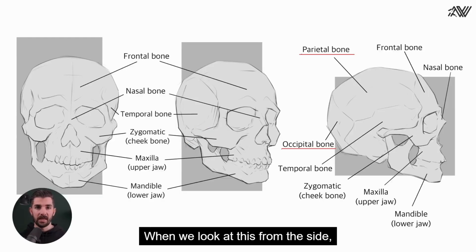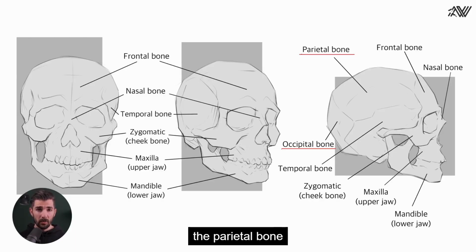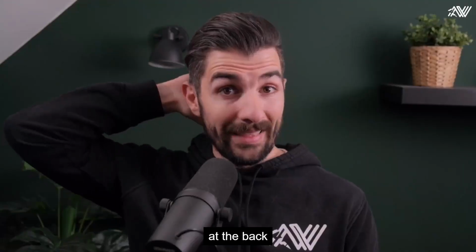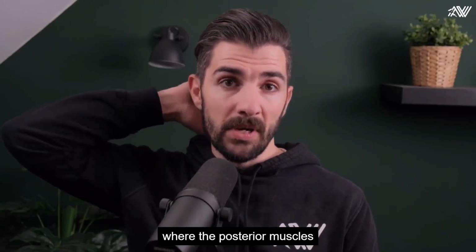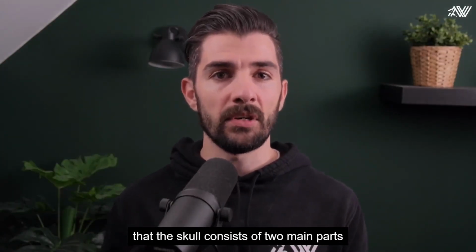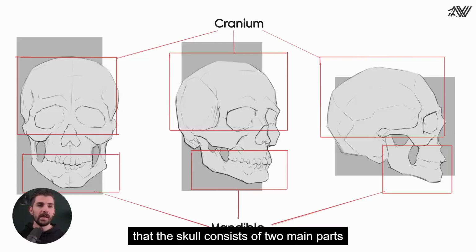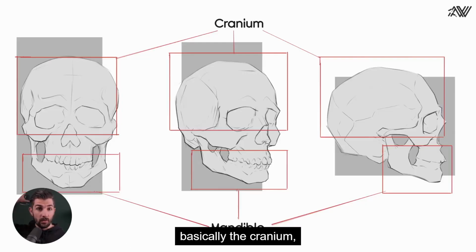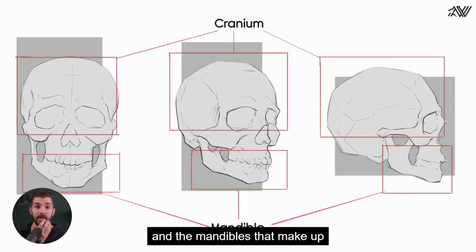When we look at this from the side, we can further identify the parietal bone and the occipital bone. The occipital bone has many different parts at the back where the posterior muscles of the neck attach. It's easier to understand, though, that the skull consists of 2 main parts. Basically, the cranium, which is the large round thing, and the mandibles, where our teeth reside.